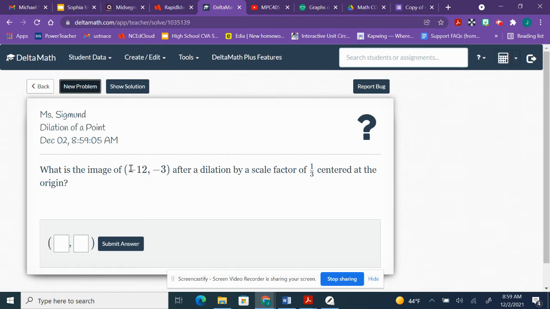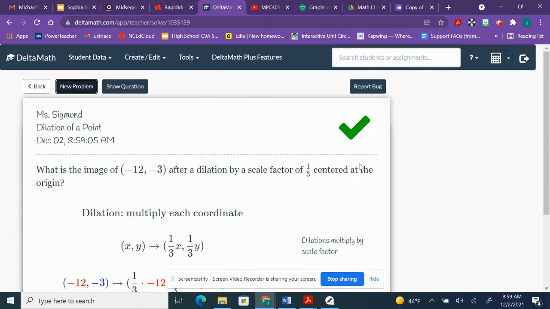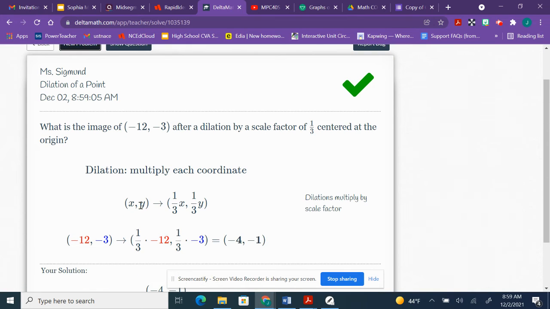So -12 divided by 3 will give us -4, because most of that kind of math you can do in your head. -3 divided by 3 should give us -1. So again, you're still doing the process.